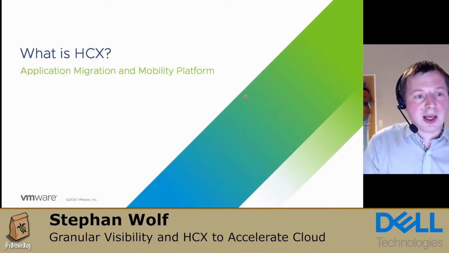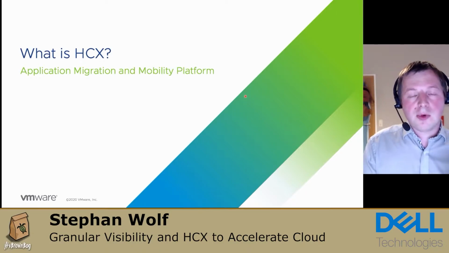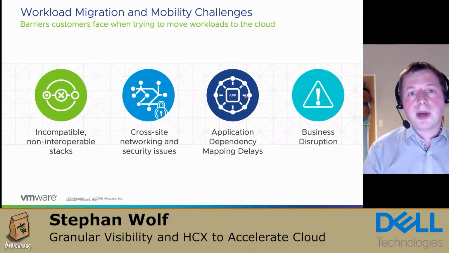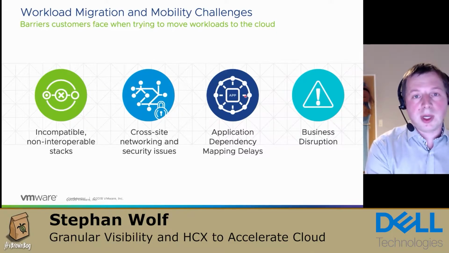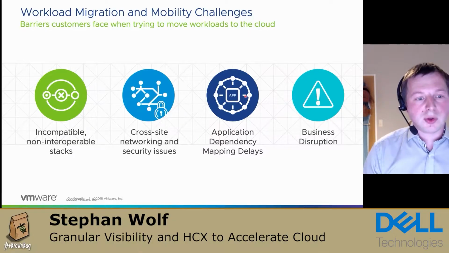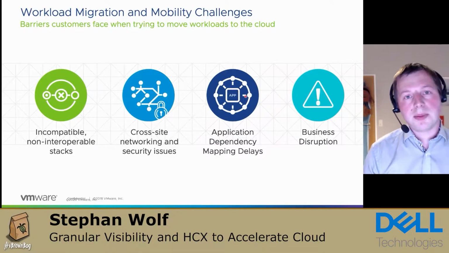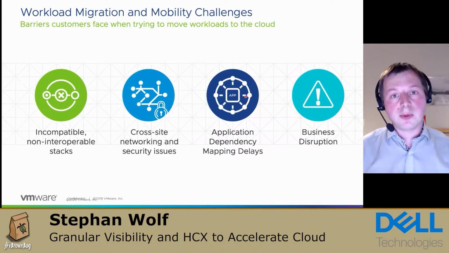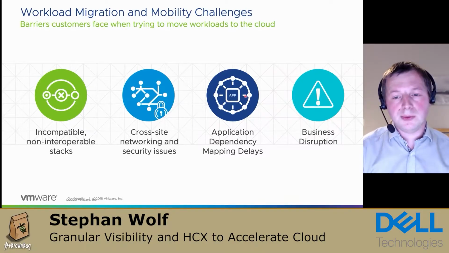So what is HCX and how does it work? HCX is a mobility migration tool which moves VMs from on-premise to the cloud and back and forth. Why do we have this? The main challenge in application migration is that you have incompatible stacks. You have one hypervisor on one side and another hypervisor in the other data center, so you cannot just move virtual machines or applications from A to B. Or you have different networking stacks and different networks on both sides, so connectivity is always an issue, and security too.